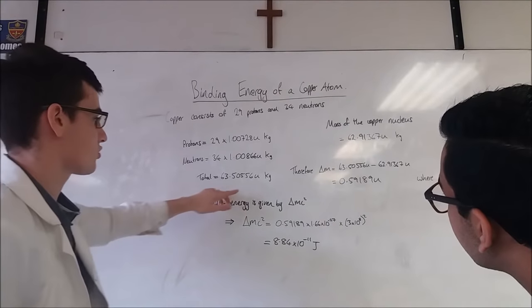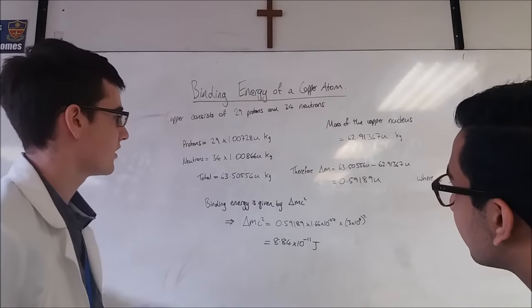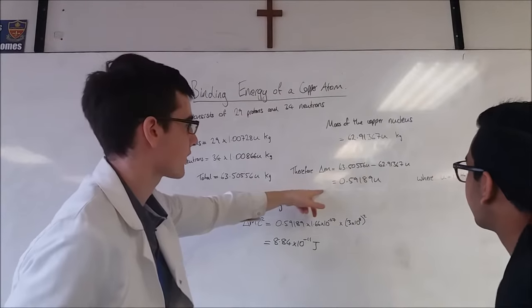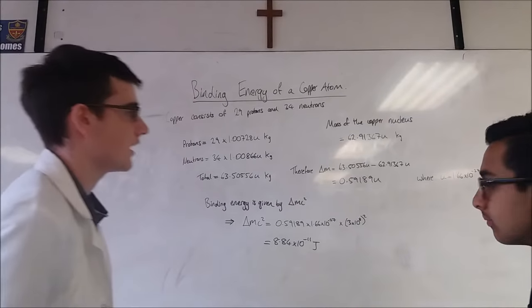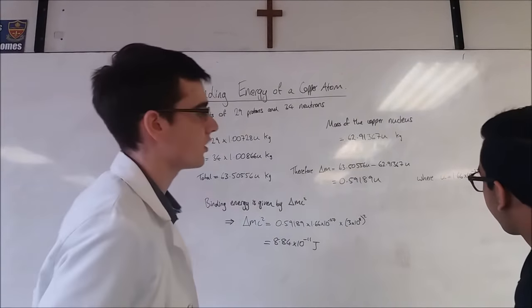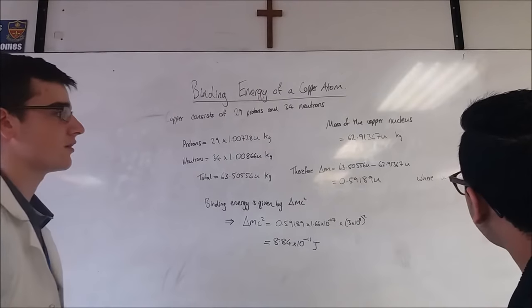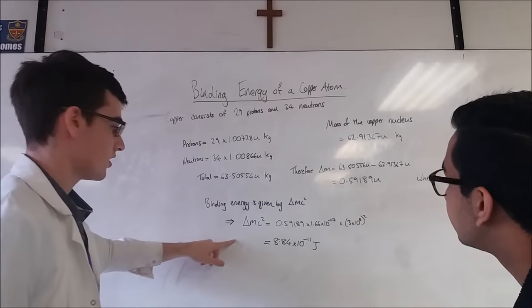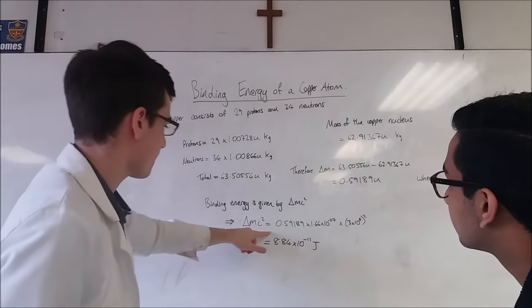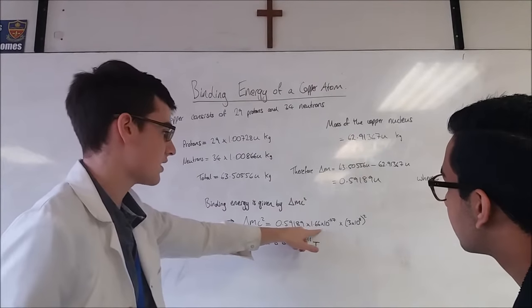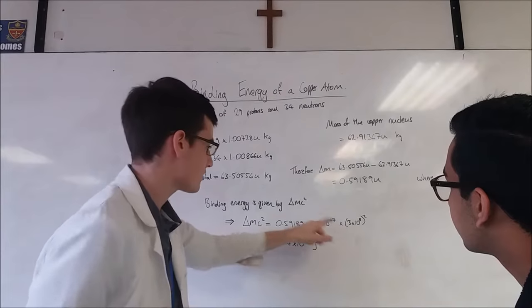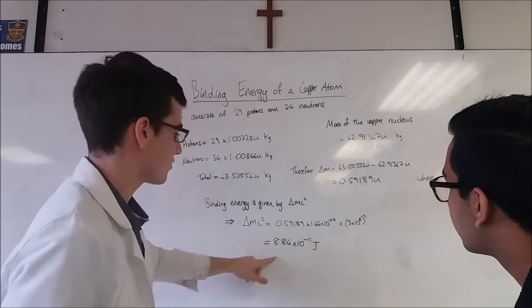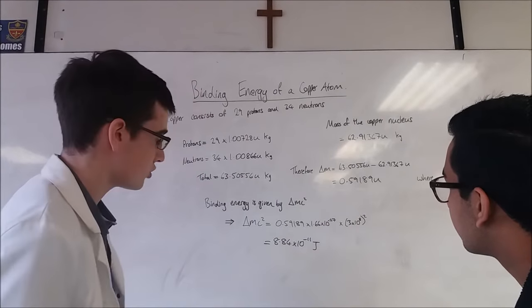So we've realised we've got some difference between our masses. That's delta M, which is 0.59189 U, where U is 1.66 times 10 to the minus 27 kilograms. So our binding energy is given by delta M c squared. We just put those numbers in, mass times the one atomic mass unit times the speed of light squared, which gives us 8.84 times 10 to the minus 11 joules.